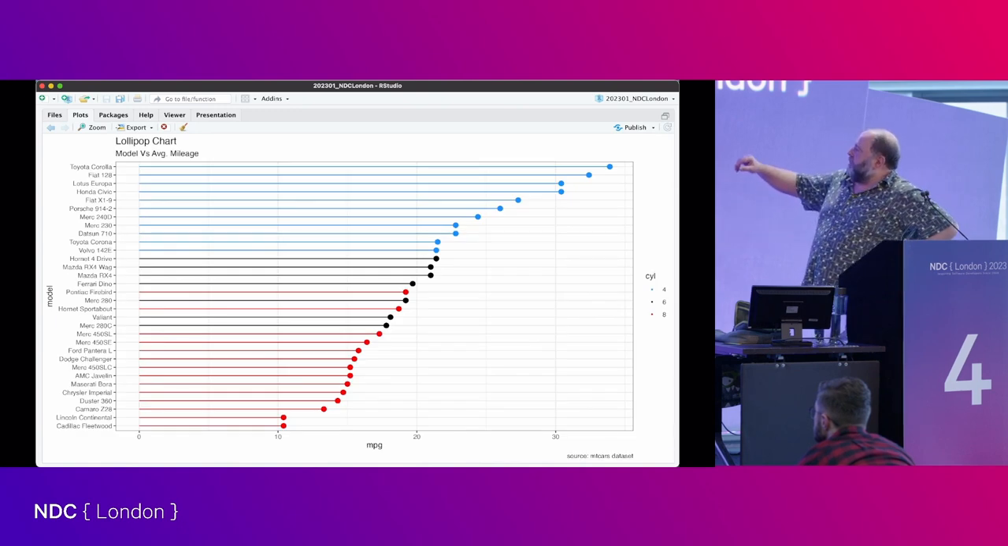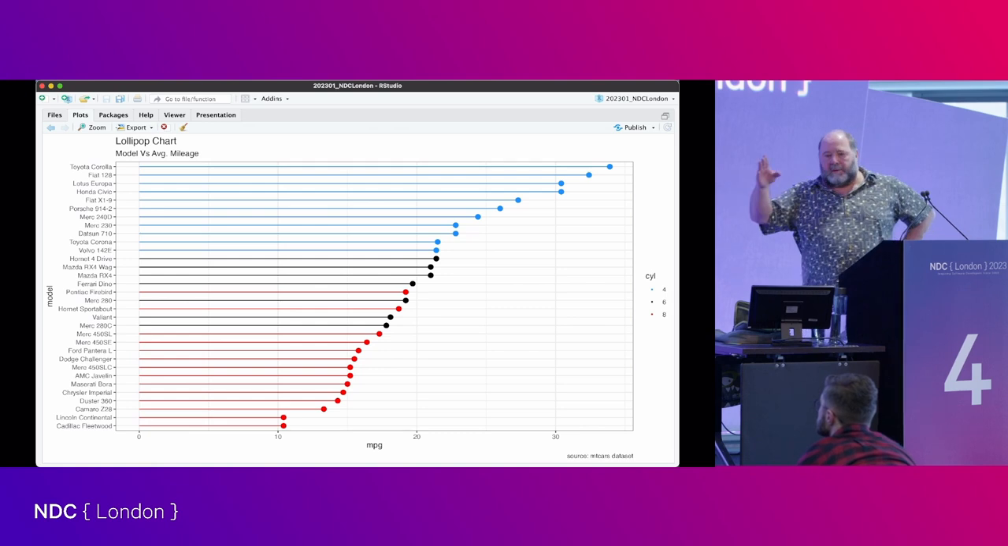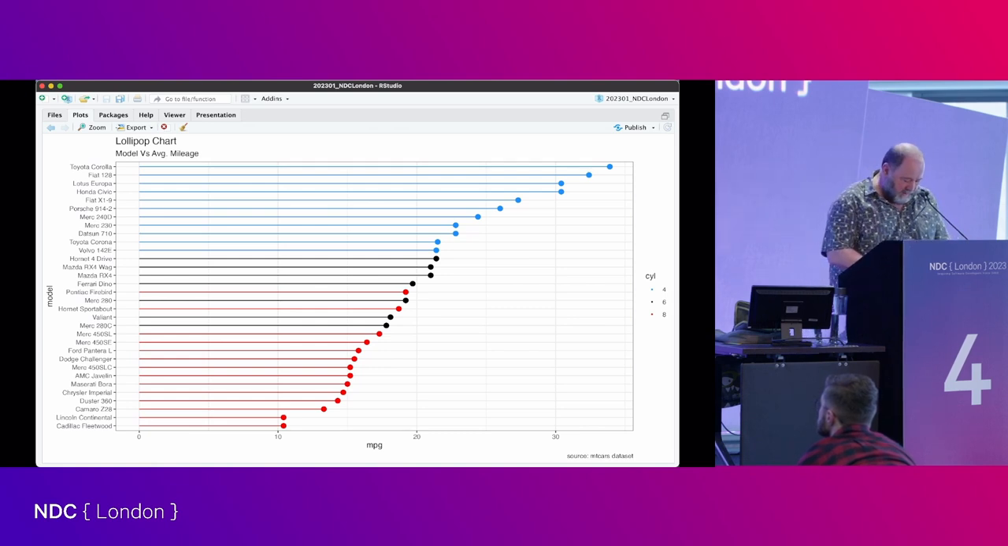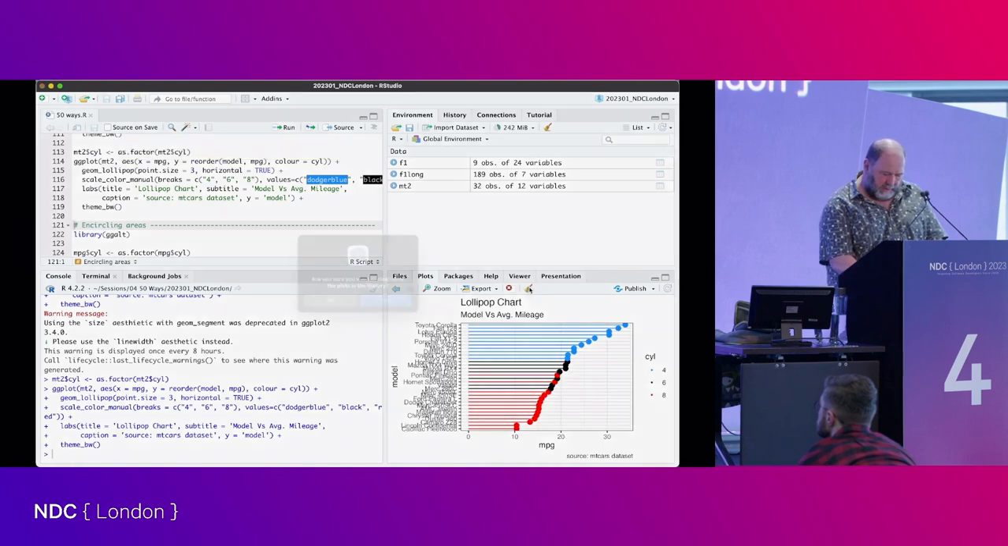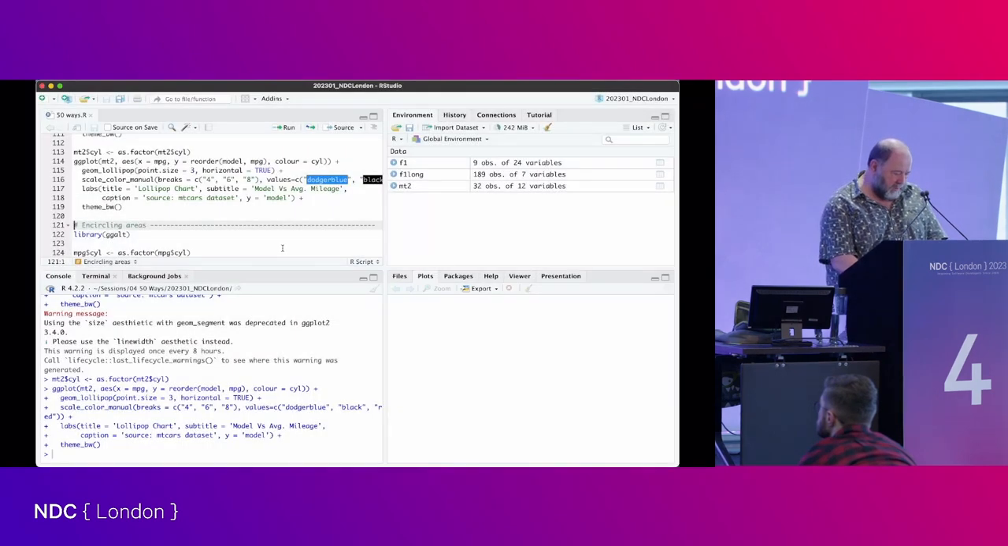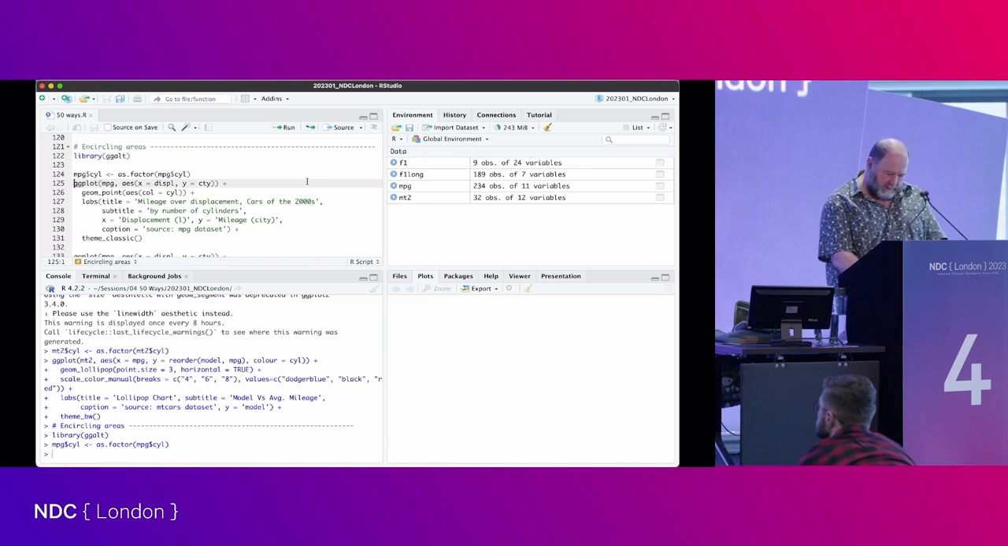So the colors show the four-cylinder models in blue, six cylinders in black, and you see the gasoline guzzlers, eight cylinders in red, all compared to each other. You have to like it to use it. So we stay with the car data just a bit longer.